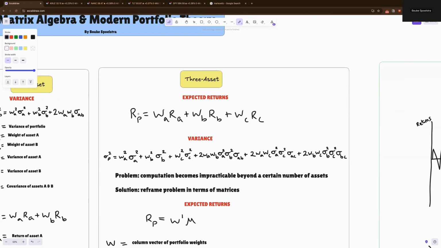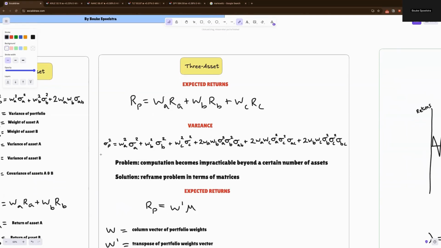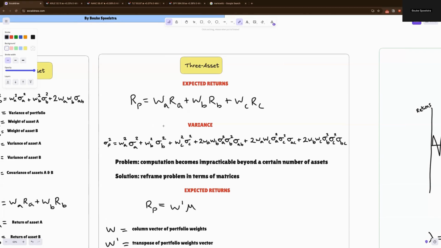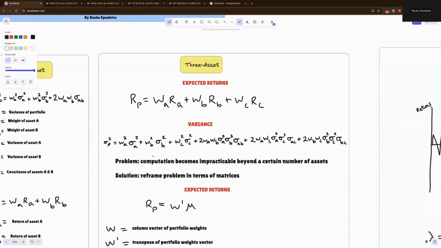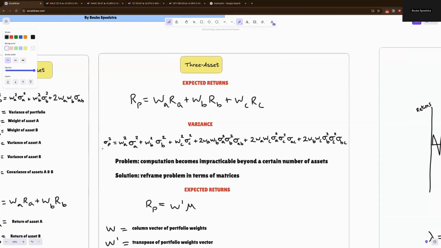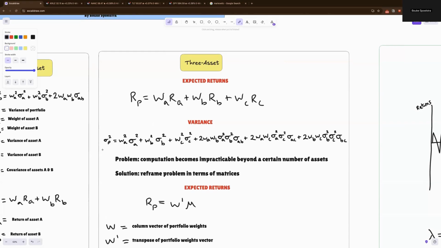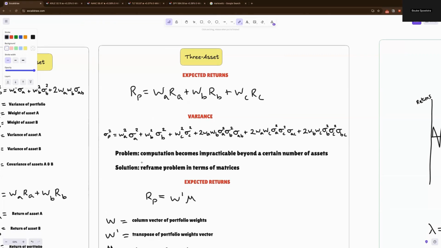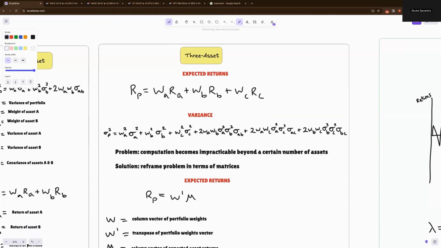So now I'm going to talk about three assets as a segue for the matrices and the benefit of using these, right? As we can see, the return formula is pretty simple. You have three assets, A, B, and C. You're just multiplying the weights by the returns to get the return of the portfolio. But the variance of those returns gets exponentially more complicated as you increase the number of assets. This is what the formula looks like for the variance of the portfolio with three assets.